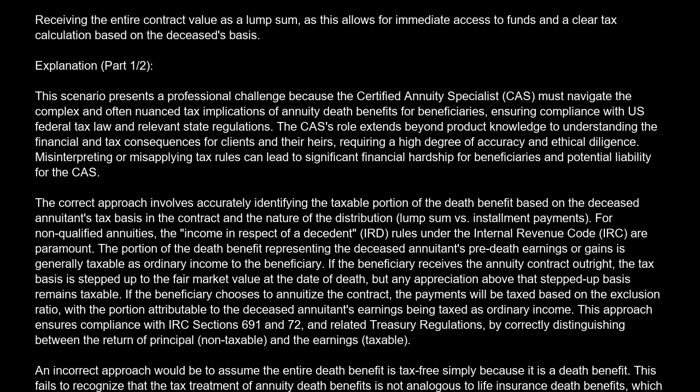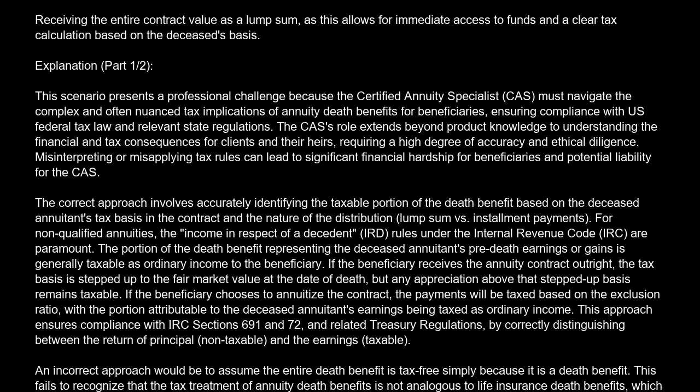The correct approach involves accurately identifying the taxable portion of the death benefit based on the deceased annuitant's tax basis in the contract and the nature of the distribution. Lump sum vs. installment payments. For non-qualified annuities, the income in respect of a decedent rules under the Internal Revenue Code, IRC, are paramount. The portion of the death benefit representing the deceased annuitant's pre-death earnings or gains is generally taxable as ordinary income to the beneficiary. If the beneficiary receives the annuity contract outright, the tax basis is stepped up to the fair market value at the date of death, but any appreciation above that stepped-up basis remains taxable.